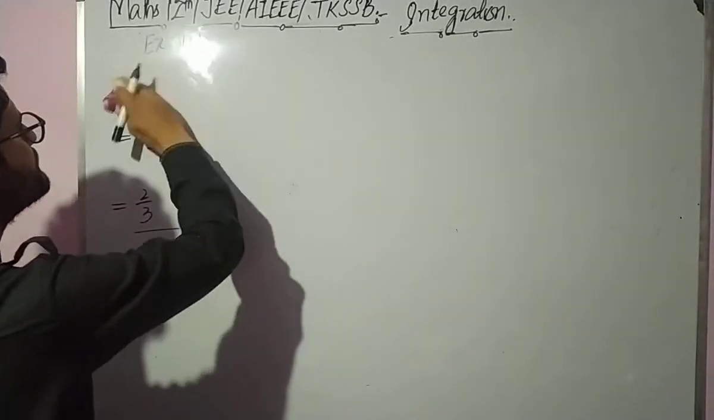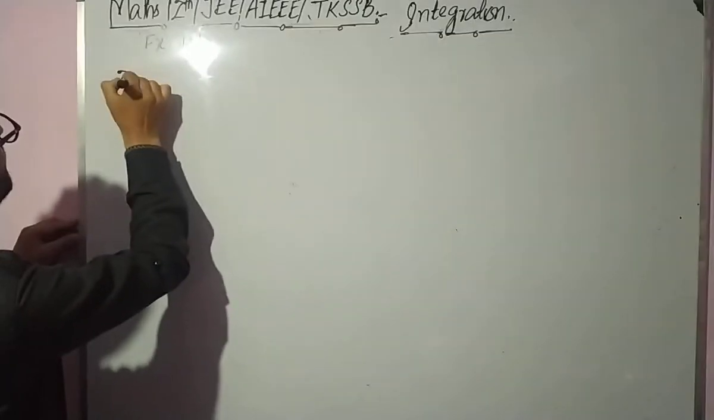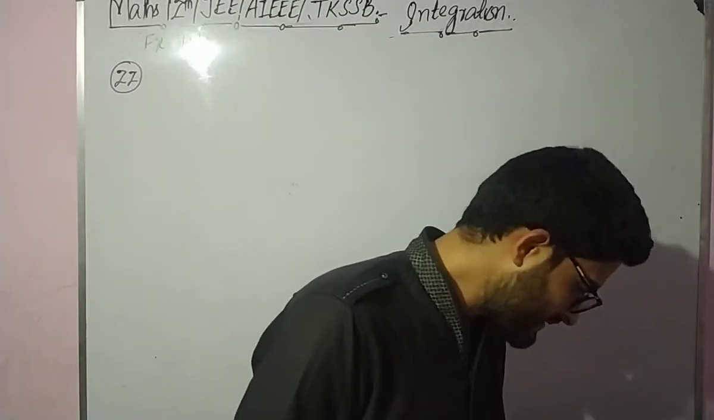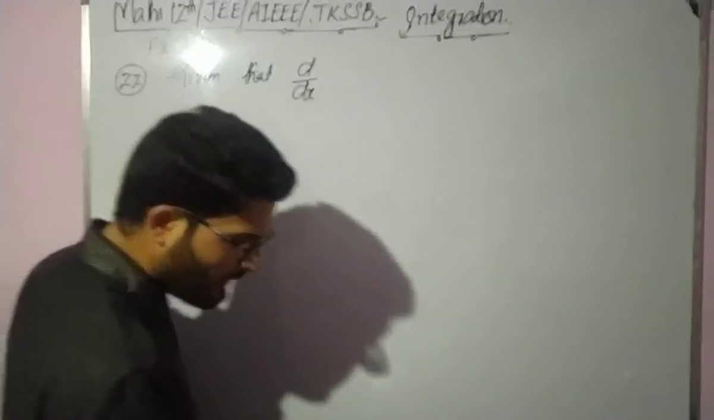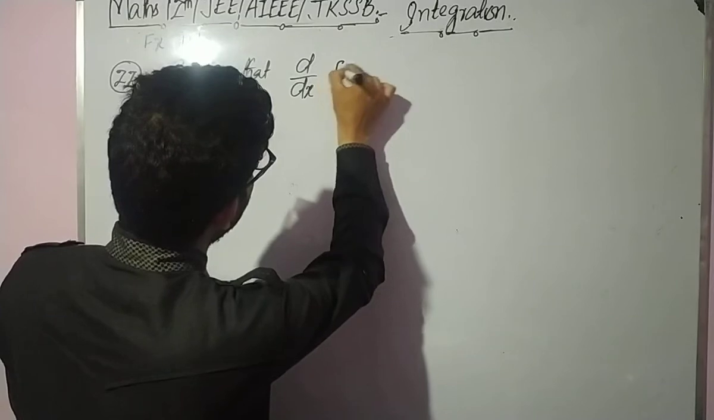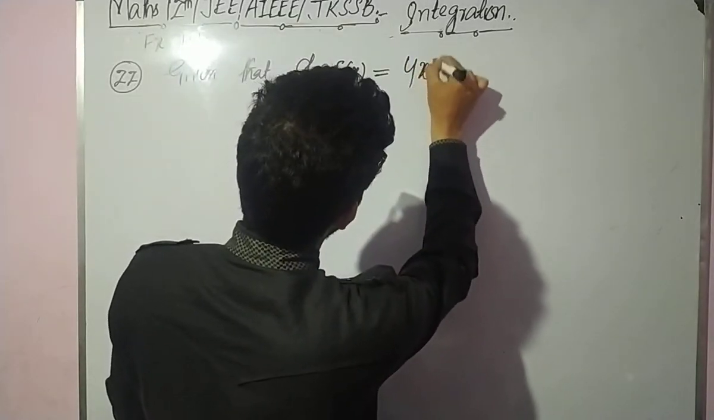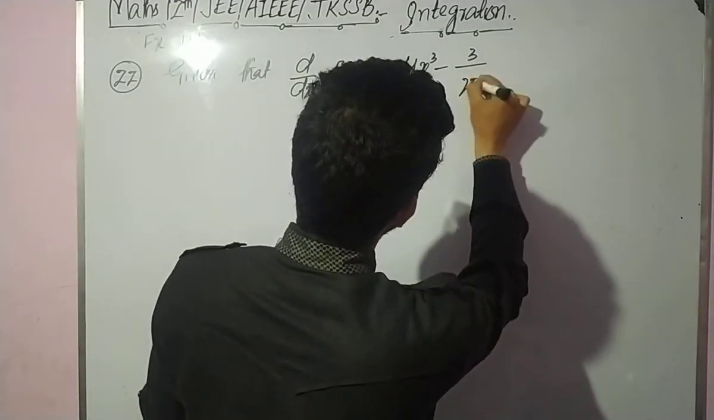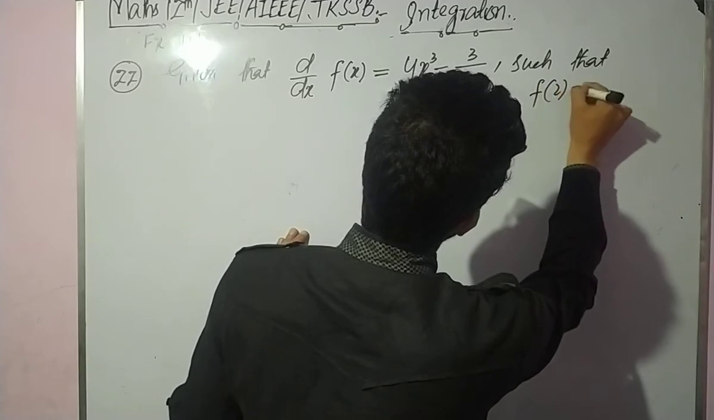And that's all about question number 22. Question number 22, the last question of this basic exercise of integration. It is given that d by dx of f of x, the derivative of f of x, is equal to 4x cube minus 3 divided by x raised power 4, such that it is again given that f of 2 is equal to 0.